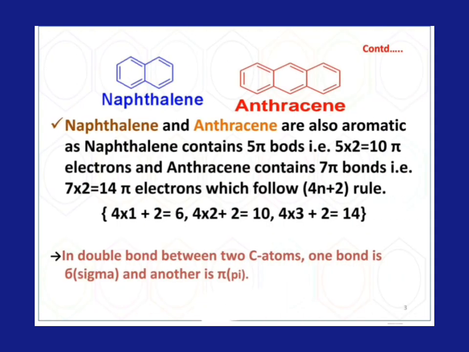Naphthalene and anthracene: naphthalene contains 5 pi bonds, 5 into 2 is equal to 10 pi electrons. And anthracene contains 7 pi bonds, that is 7 into 2 is equal to 14 pi electrons. It also follows Huckel's law. Here you see in the figure, naphthalene. You count here 1, 2, 3, 4, 5, 6, 7. Naphthalene has 5 pi bonds and anthracene 7 pi bonds. Multiplied by 2, 5 into 2 is 10 pi electrons for naphthalene, and anthracene 7 into 2 is equal to 14 pi electrons. It is easy for you to use the formula.